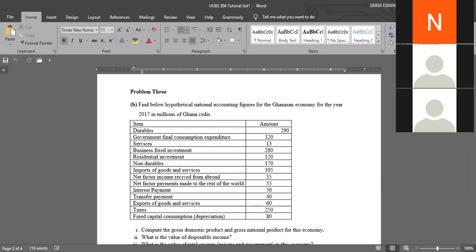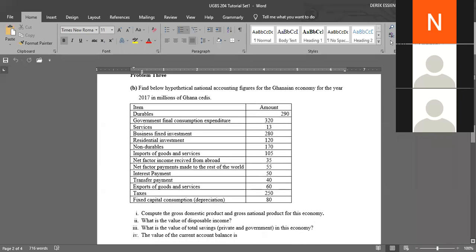So we are asked to compute the gross domestic product, the gross national product. Then what is the value of disposable income? What is the total savings? And the last one is the value of the current account. Okay, so let's start.